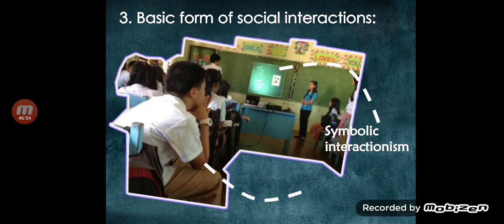Meaning, it's very common for us to interact with one another, to deal with one another, to talk with one another, and we are using symbols here, which is language. We communicate in the form of language. Okay? So therefore, if it is symbolic interactionism, it requires mental processes. You really need to think.